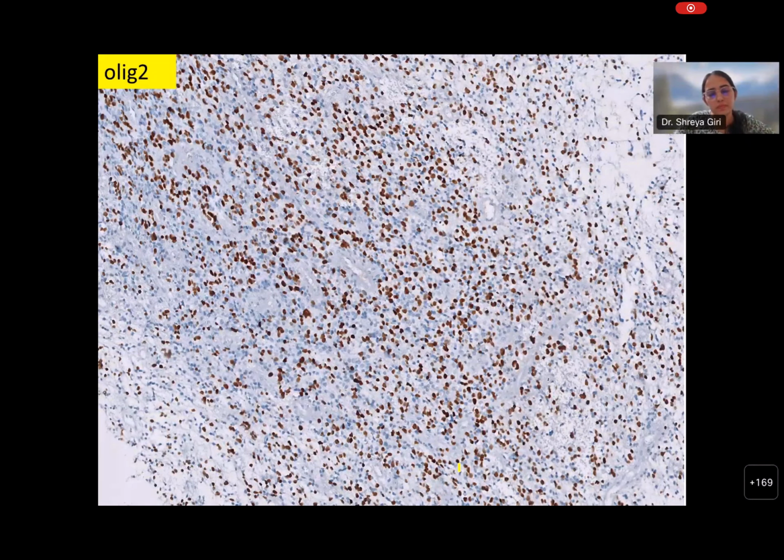This is ATRX. How will you interpret ATRX? Sir, it is retained. Why did you say retained? Some cells are showing positivity. There will always be native cells as control, since it's an infiltrating tumor. So this is a perfect case. You can see the predominant tumor cells are negative.